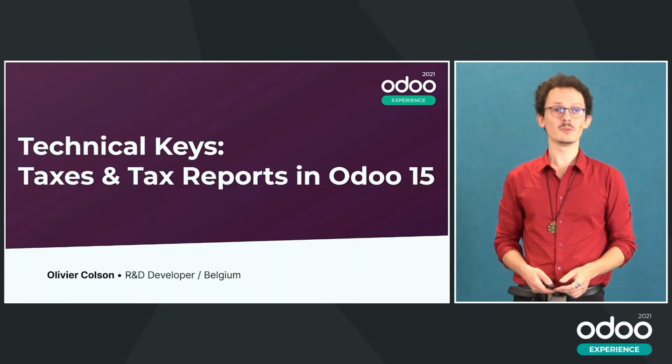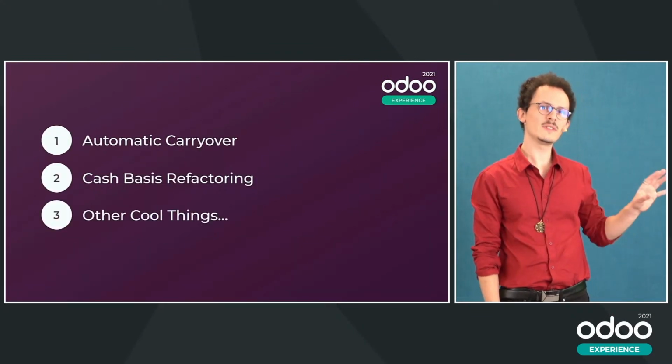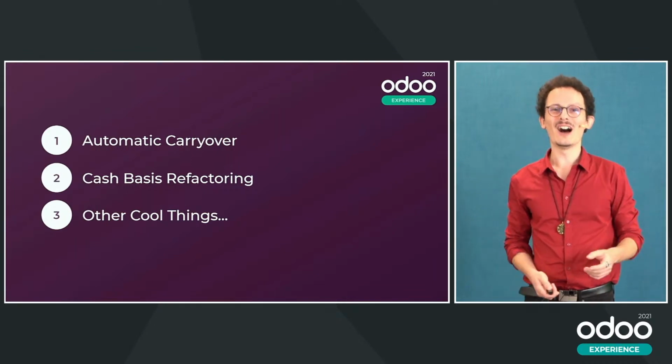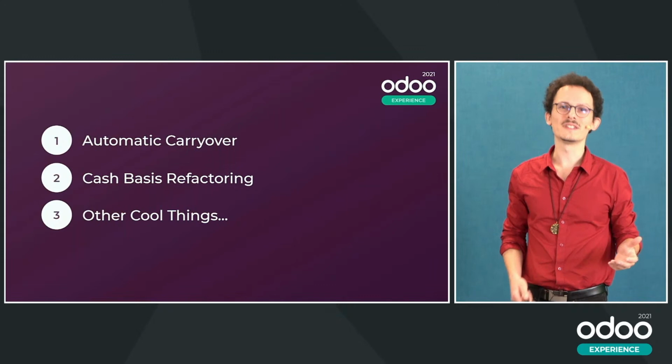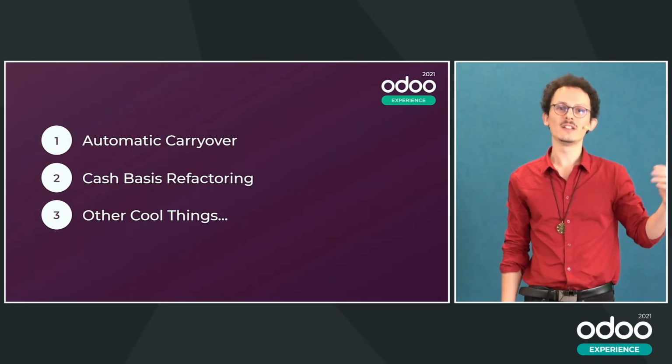I work as a developer in R&D at Odoo on the accounting module, and I'm here today to give you the technical keys of the things we changed this year for this new version. So actually, I isolated two things among the huge load of stuff that we did for this version that are more interesting to discuss from a technical point of view. So first, automatic carryover, and then the cash basis refactoring.